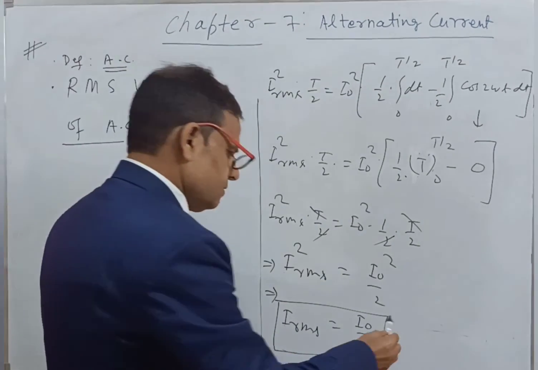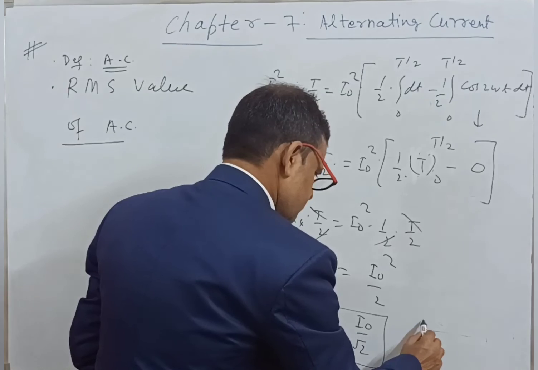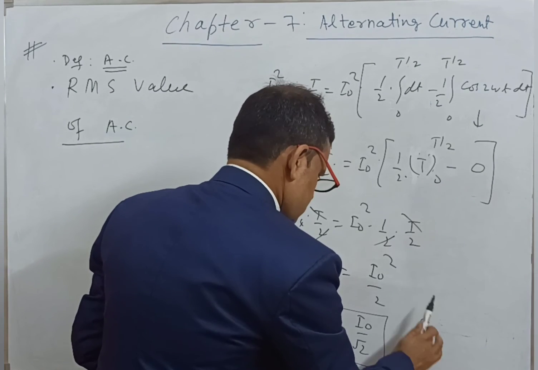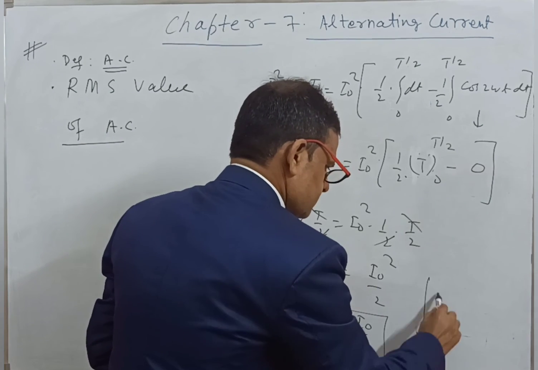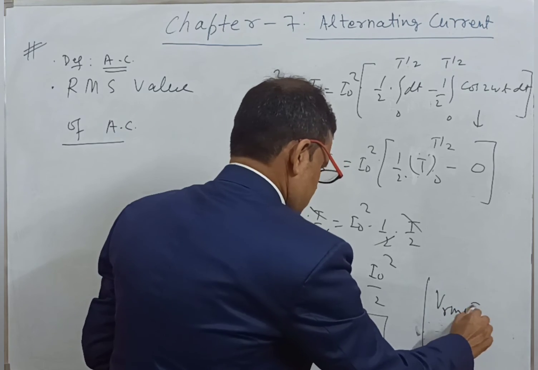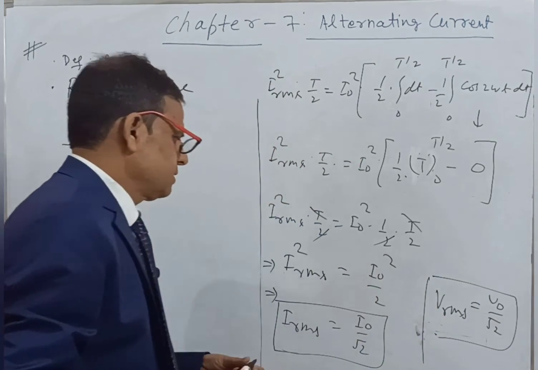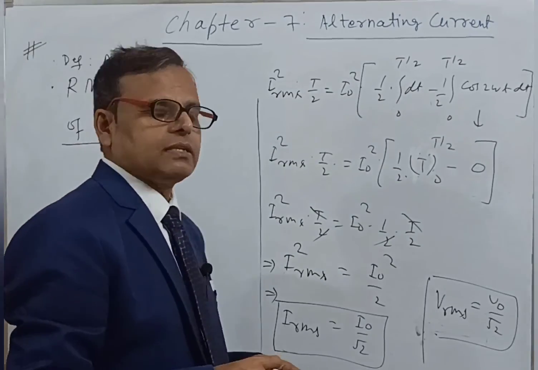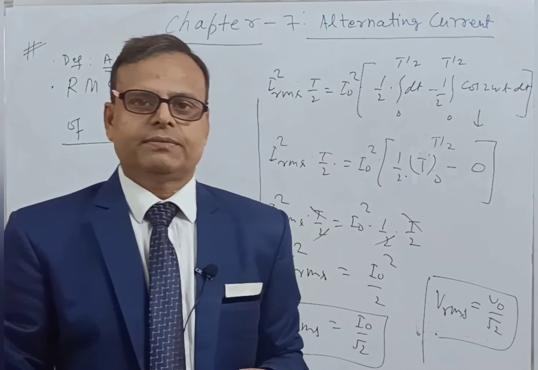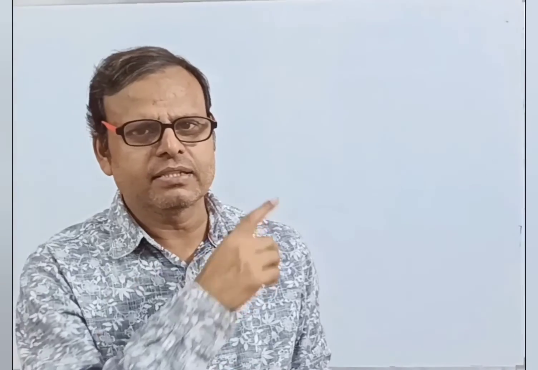Similarly, for alternating root mean square voltage, V RMS is equal to V naught by root 2. You can calculate it. So this is all about today's class. I think you have understood each and every concept of this lecture.